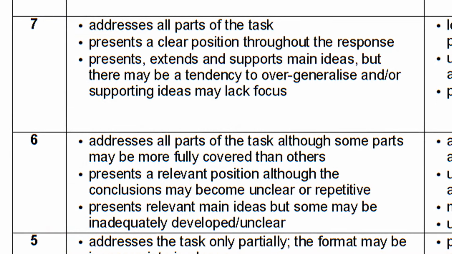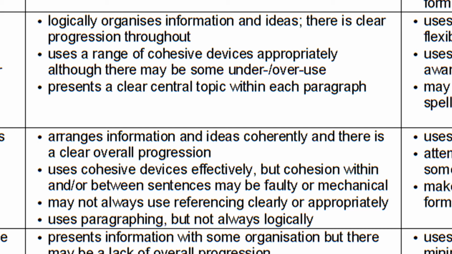Let's go back to the band descriptors. And now let's go across to coherence and cohesion. There's a couple of things we're going to look at here. First of all, we're going to look at this idea of progression. So the band descriptors refer to progression quite a lot. And at Band 7, an essay has clear progression throughout, whereas at Band 6, there is clear overall progression. Overall at Band 6, throughout at Band 7.